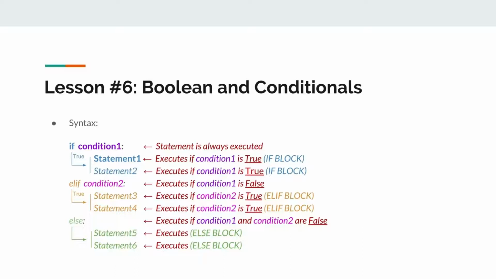If condition 2 is false, the else statement is executed. Since the else statement has no condition, the else block is executed. Hopefully, this gives you a good idea of how the conditional block works. Let's look at some code now.